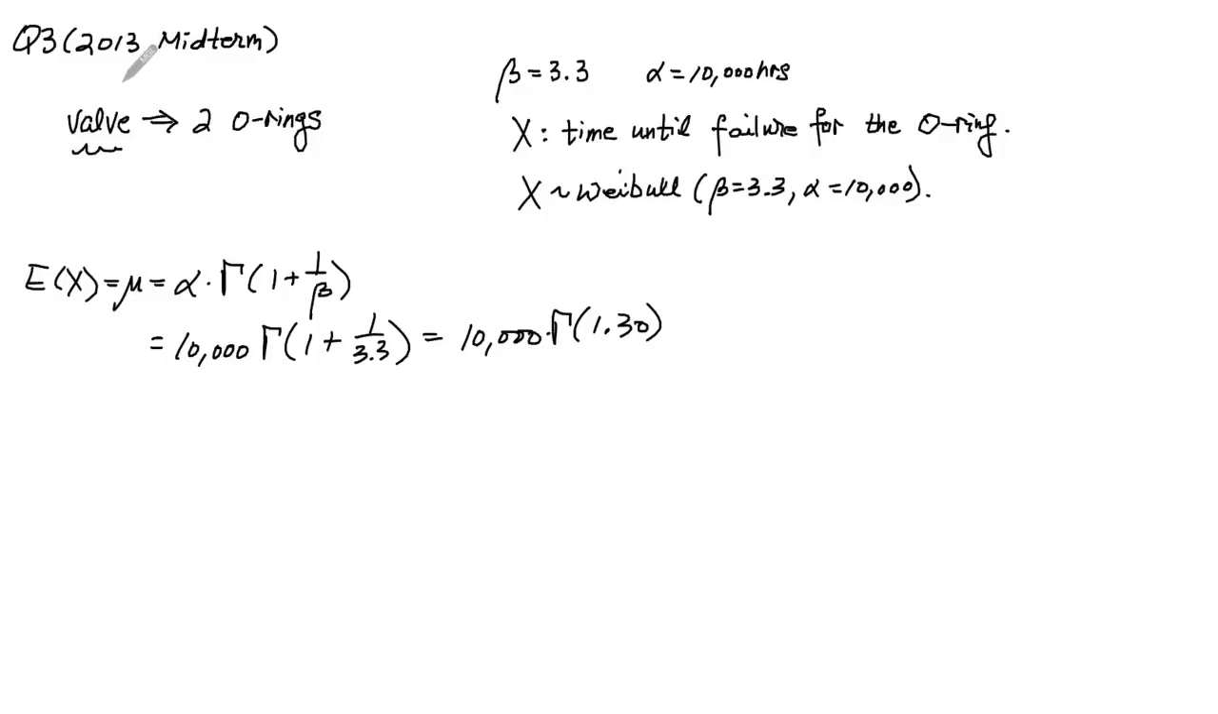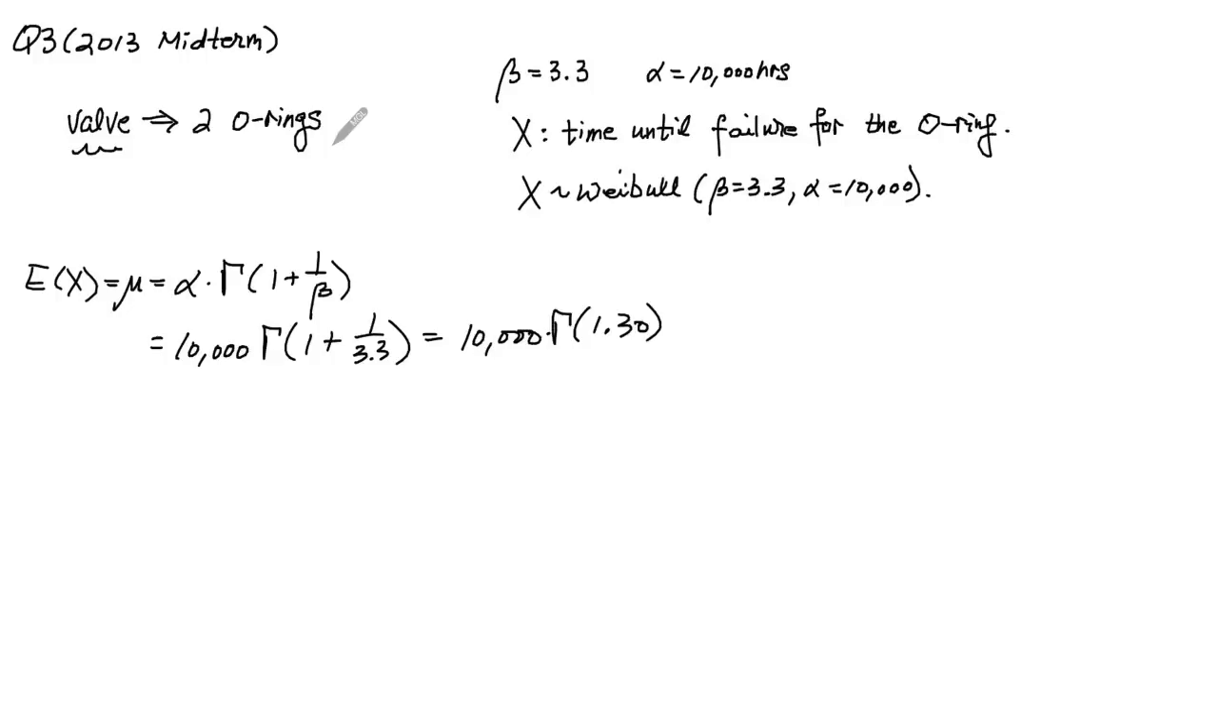Okay, so question number 3 in the 2013 midterm. In part A, we're told that the reliability of a valve depends on the reliability of the two O-rings that make up the valve. I'm guessing these O-rings are critical in the function of this particular gate valve that they speak of.